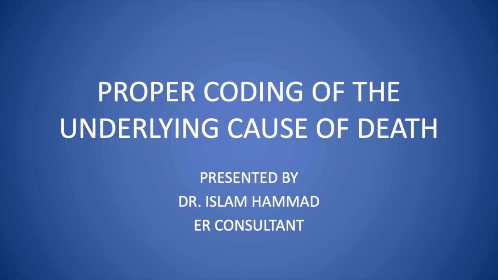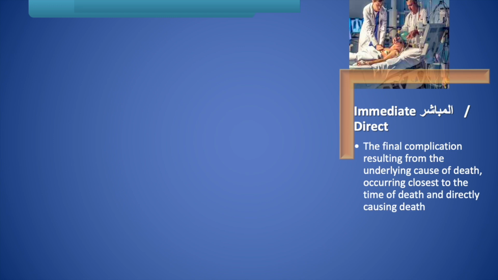We have three types of causes in the death certificate. The first one is the direct cause of death, which is the final complication resulting from the underlying cause of death, occurring closest to the time of death and directly causing death. Or, in other words, it is the final event that happens to the patient immediately before death. So this is the direct cause of death, and we are not going to discuss this point in detail, as our aim is to discuss the underlying cause of death.